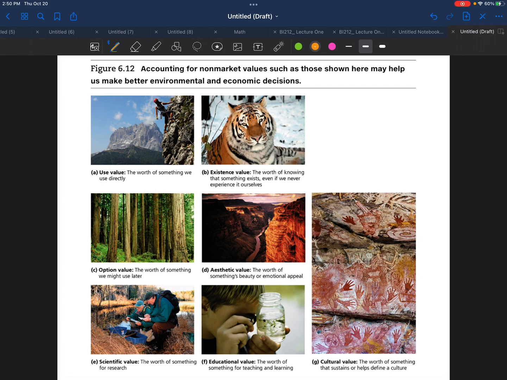We have the option value, so that future generations would be able to use this resource, so we're going to conserve it for them. We have the scientific value. I mentioned biodiversity as being an important source for medical treatments, aesthetic, your emotions, educational value, and then cultural value. So all of these can be taken into consideration when we look at environmental economics.